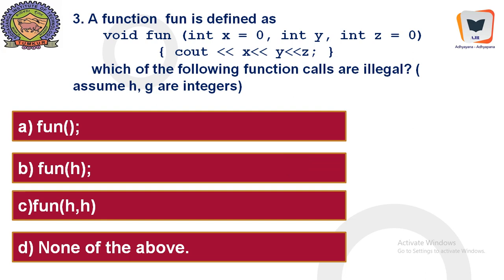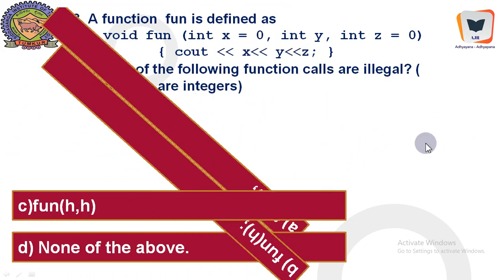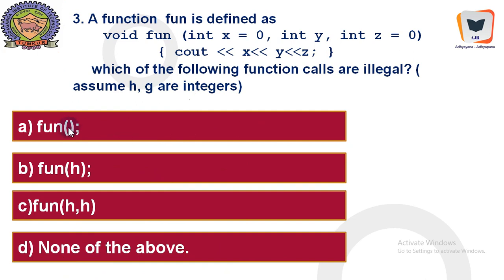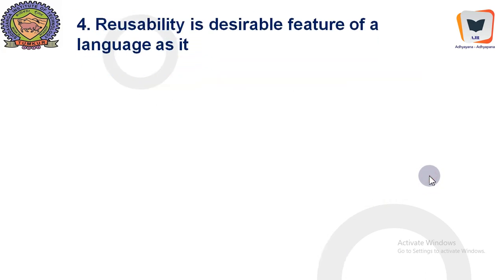Fun of h comma h can be defined like this, because this is a parameterized function in terms of C++ parlance. Since the second argument is mandatory because it is not at all initialized, any call should have at least the first two parameters. Therefore, C should be the answer. And these two are illegal, and C is the answer exactly, and it is not none of the above. Okay, and we will go for the fourth question.